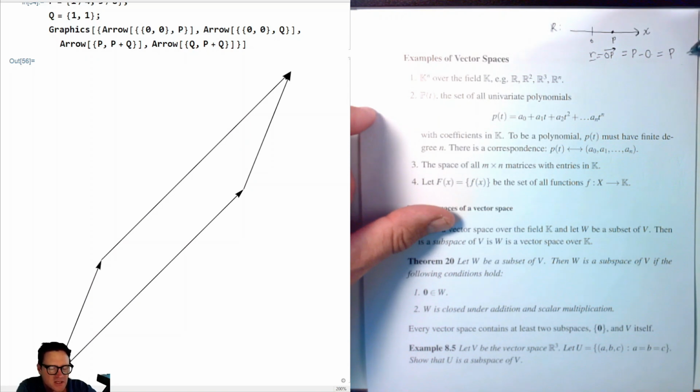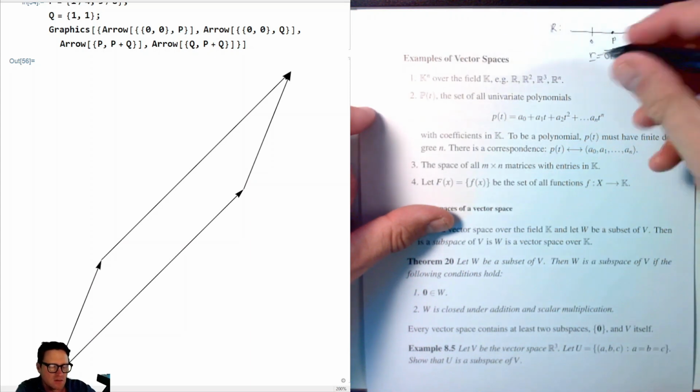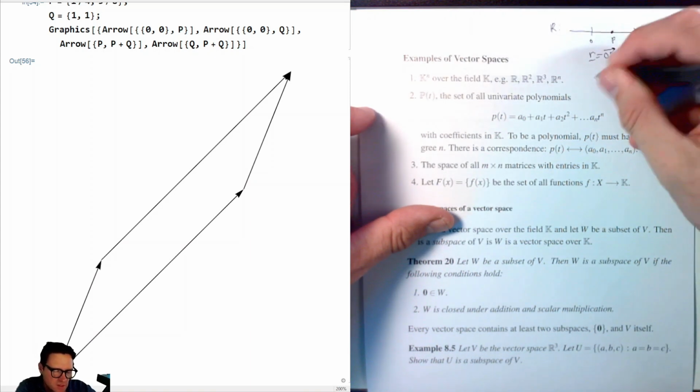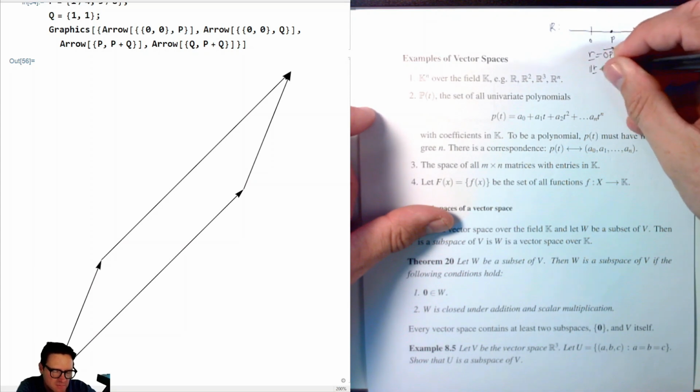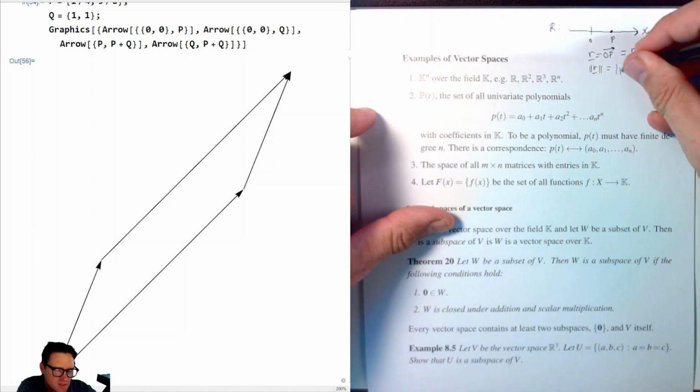And so the direction is according to whether that number p is positive or negative. Right? What's the magnitude of r in this case? Well, it's just the absolute value of the number p.